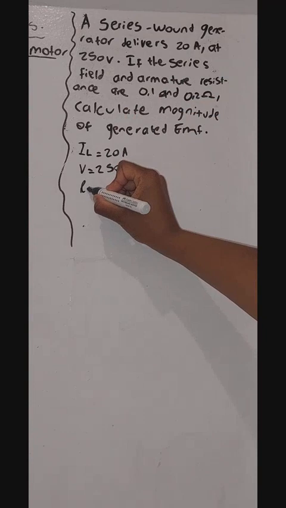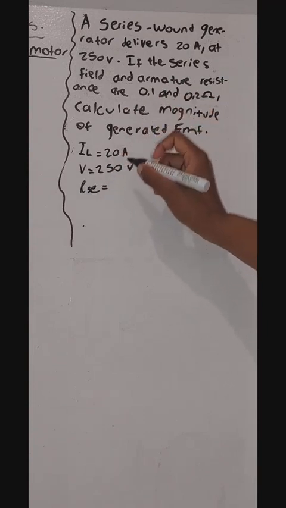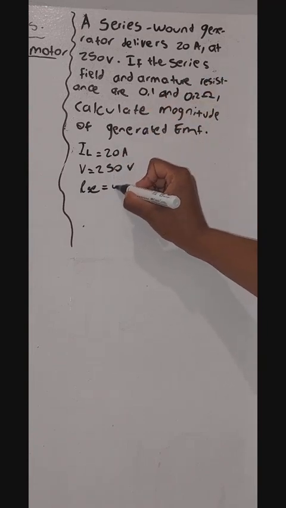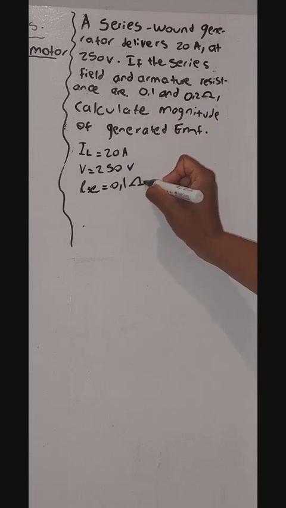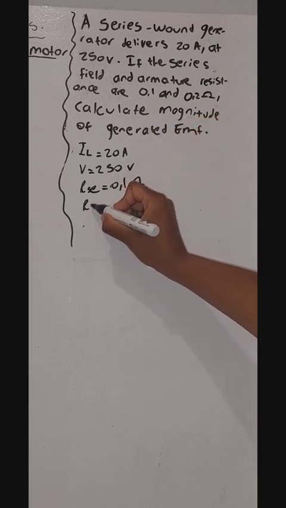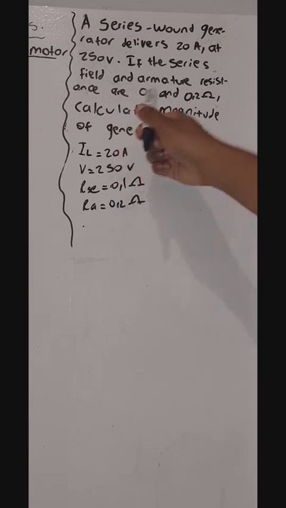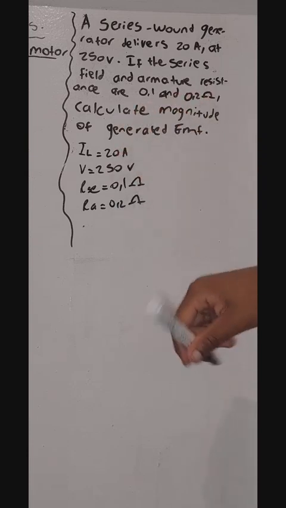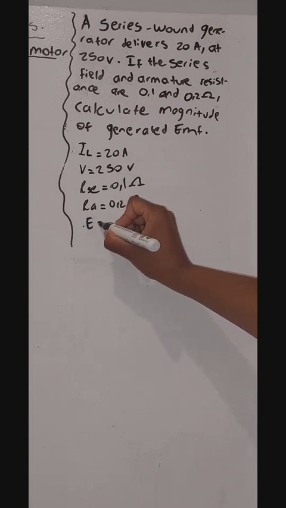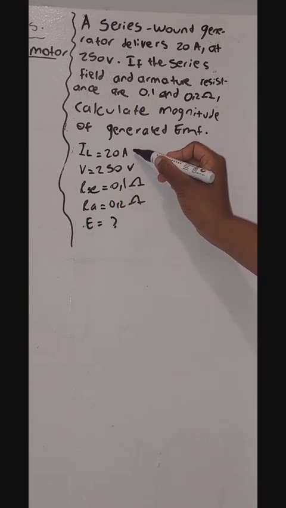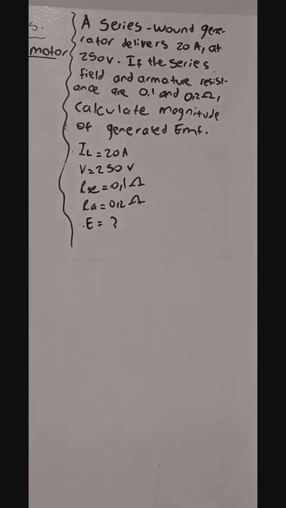So RSE is equal to 0,1 ohm and armature resistance is 0,2 ohm. Calculate the magnitude of the EMF. So we are looking for E while we have IL, V, RSE, RA. So let's look at our formulas.